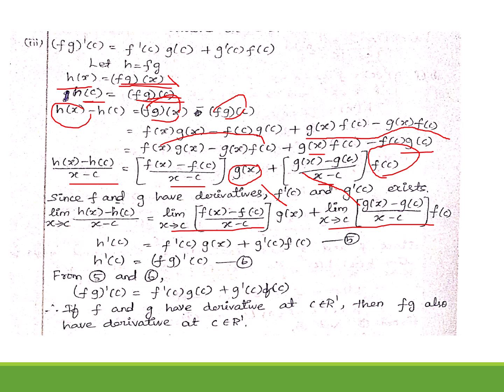Therefore, h dash of c equals (fg) whole dash of c. This is equation 6. From equations 5 and 6, (fg) whole dash of c equals f dash of c, g of c plus g dash of c, f of c. Therefore, f and g have the derivative at c belongs to R, then fg also has the derivative at c belongs to R.